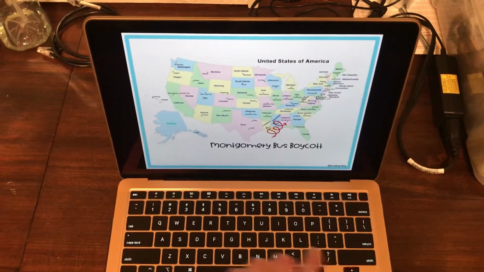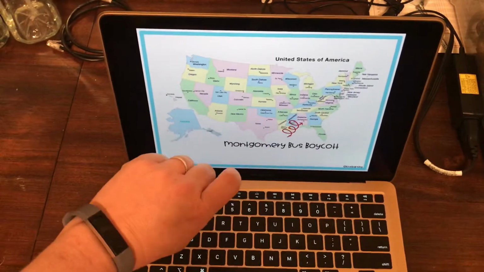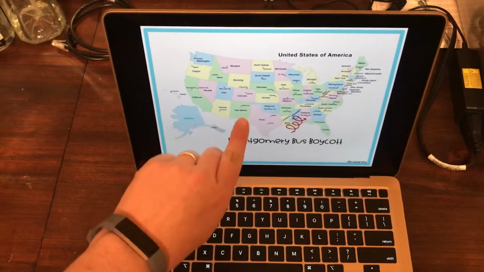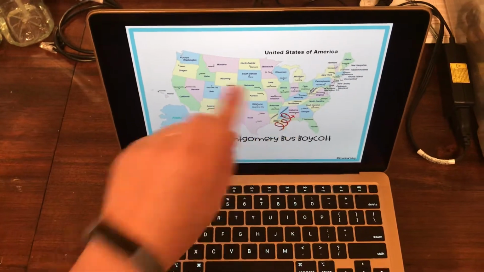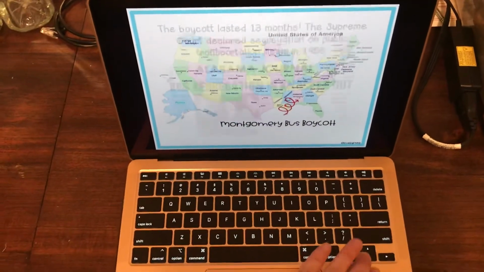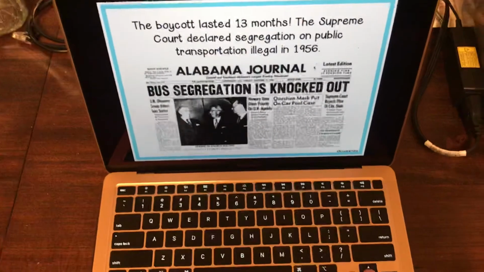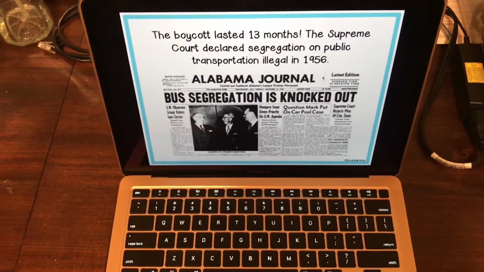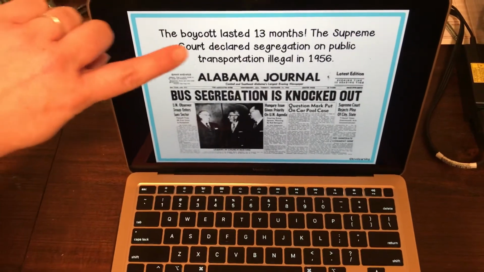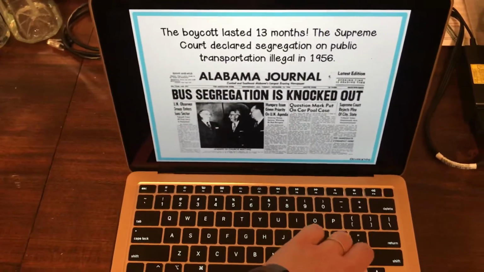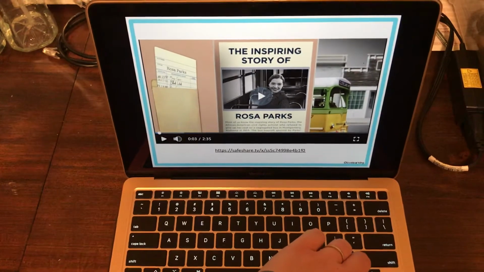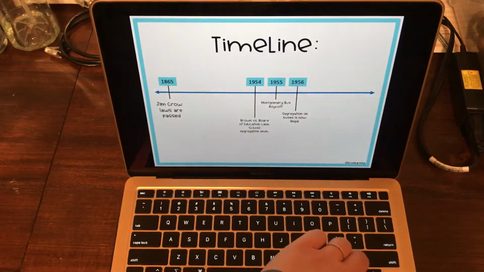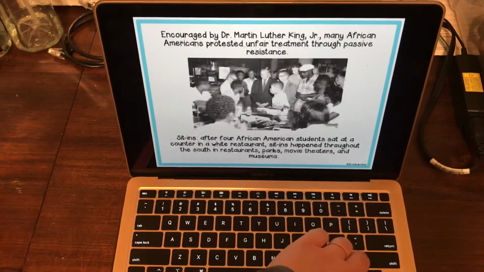So the bus boycott was here in the South. The bus system did have this problem throughout the country, but it really focused on the part of the southern states here, including Montgomery, Alabama, where that was occurring. We had the bus segregation knocked out in 1956 because there was a boycott where people stopped using the buses for 13 months and they finally won out. There's a beautiful video of Rosa Parks here. We had to skip it because of time, but I encourage you to check this out. And we added more to our timeline.